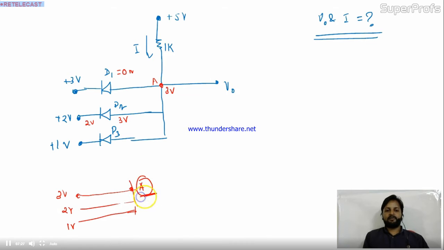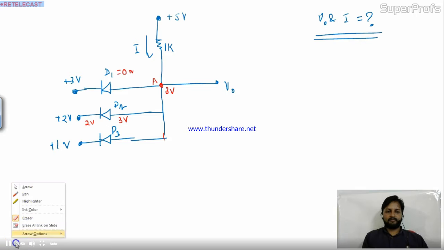At a particular node, only a single voltage can exist, not more than that. So if you choose D1 on, you will get a fault condition. If you choose D2 on, again you will get a fault condition. So you have to choose that your D3 is on. Let me erase it first. Now I'll choose D3 is on.